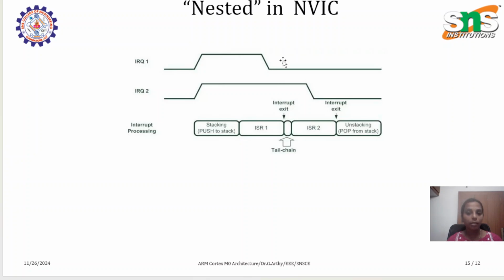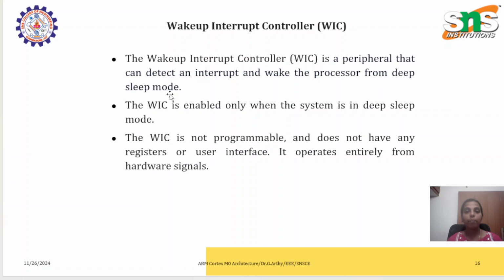So it does not wait for the first interrupt to get completed. This is what nested vector means. Inside one interrupt, another interrupt is there. If a third interrupt request comes, then again the third interrupt will start at this point, a while after the second interrupt. So this is the concept of NVIC, and this helps to reduce the latency, thereby improving the performance. And the wake-up interrupt controller is a peripheral that can detect an interrupt and wake the processor from deep sleep mode.